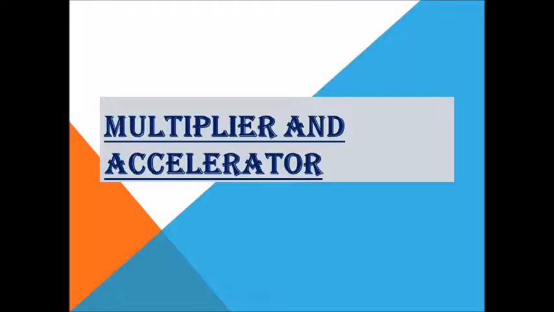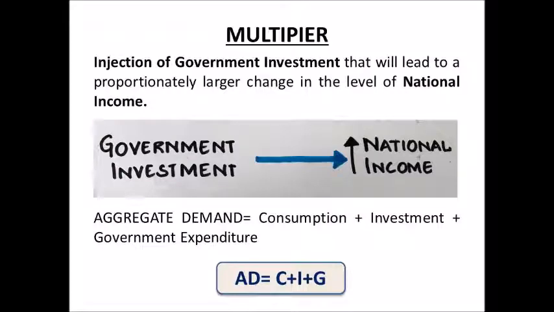Today's topic of discussion is multiplier and accelerator principle. The multiplier refers to the change in an injection of expenditure which leads to a proportionately large change in national income. When we look at the whole economy, we take into account the aggregate demand that constitutes consumption by household, which is denoted by C, plus investment by factory owners, which is denoted by I, and government expenditure, which is denoted by G.